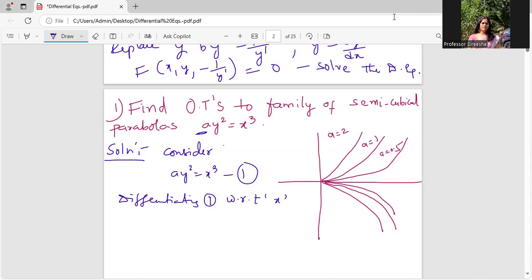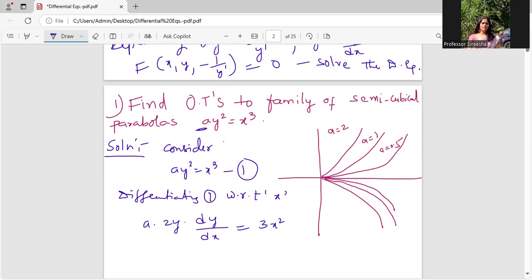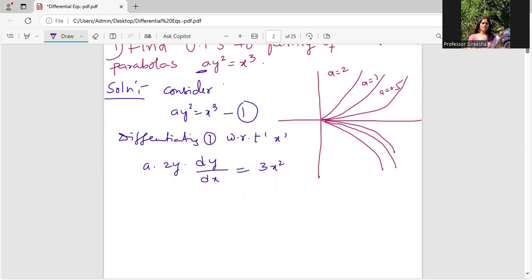So what I'll be having is a, a is a constant, into 2y, the derivative of y squared, and y is assumed to be a function of x, so dy by dx. The derivative of x cubed is 3x squared. So what would be the value of a? a would be 3x squared by 2y into y prime.